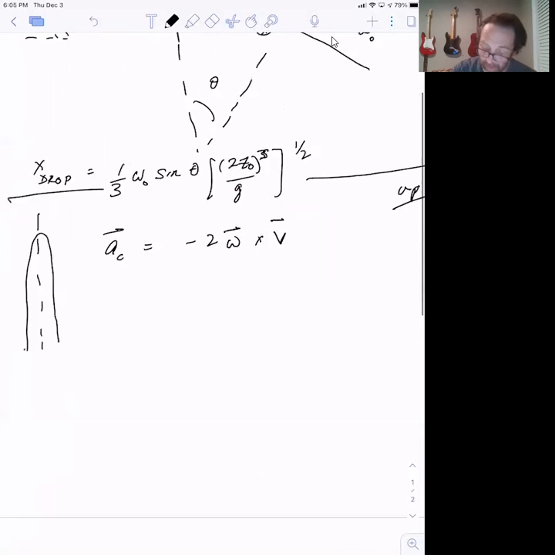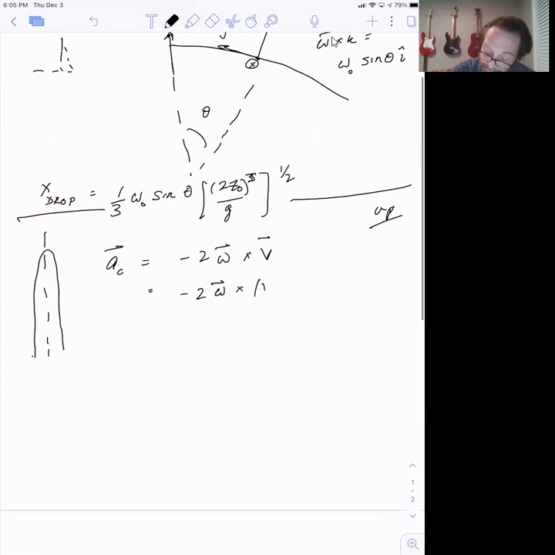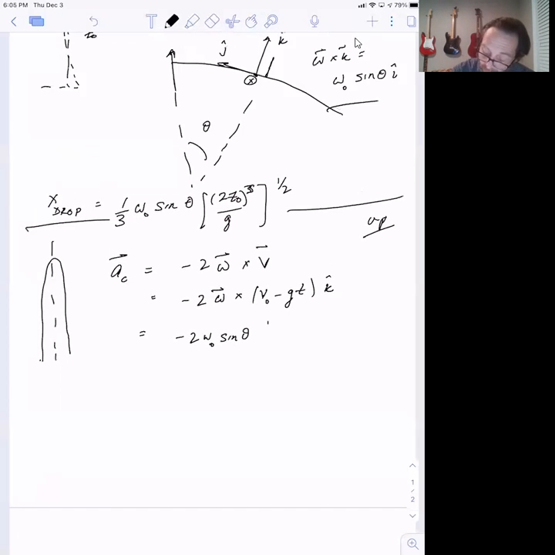What did I do wrong here? Okay, minus 2 omega cross, and let's talk about what v is. V going up is going to be v naught minus gt. This v naught is in the z direction, so we throw it up, and it comes back down later, and this is k hat. And we've already seen that this comes out to be, from the result here, minus 2 omega naught sine theta, v naught minus gt. So the deflection is in the i hat direction, and if that's north, I guess that's east.